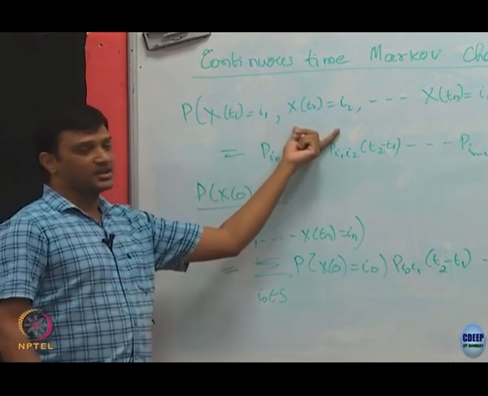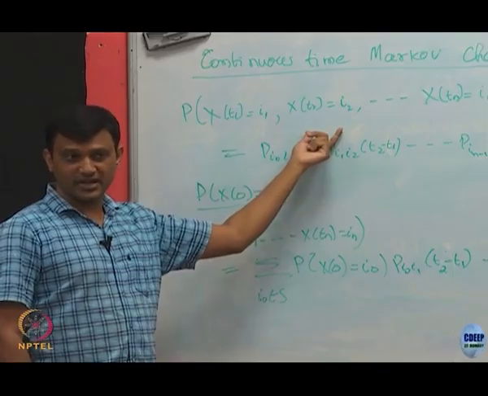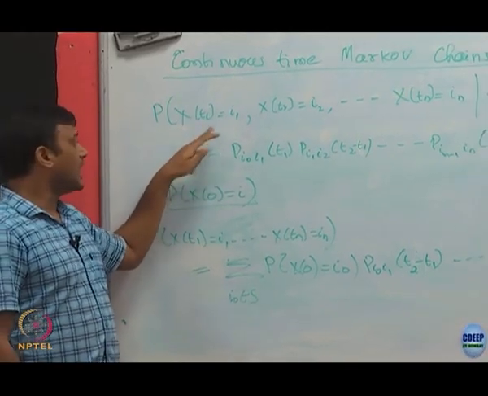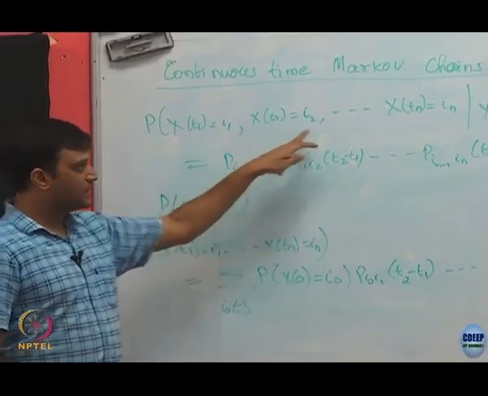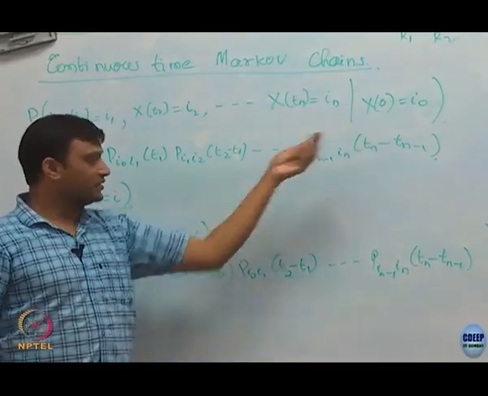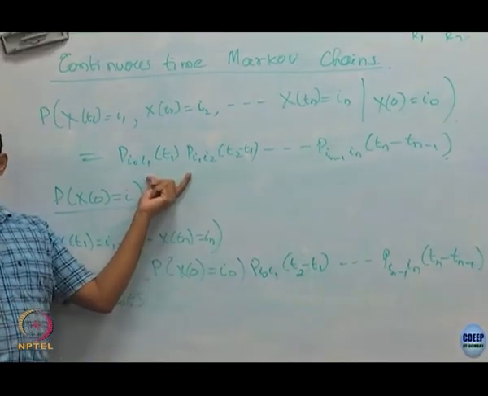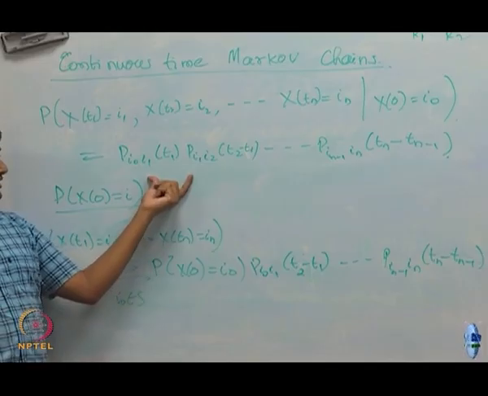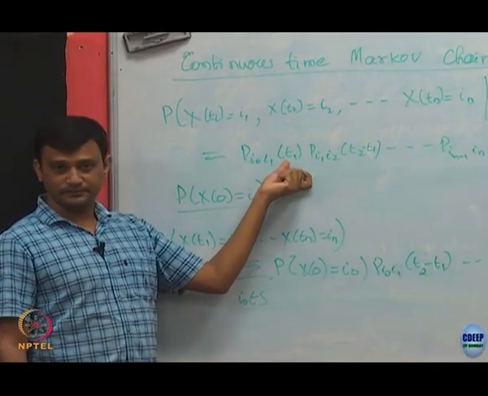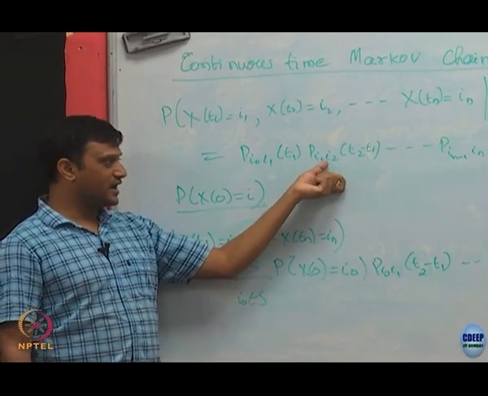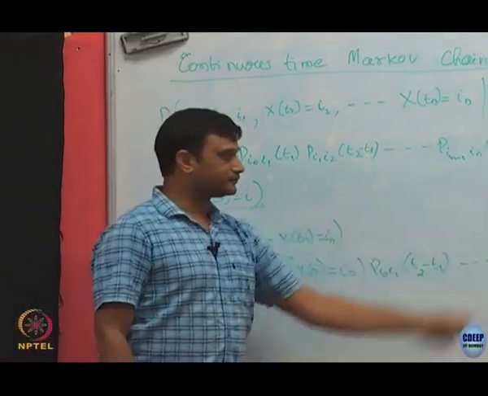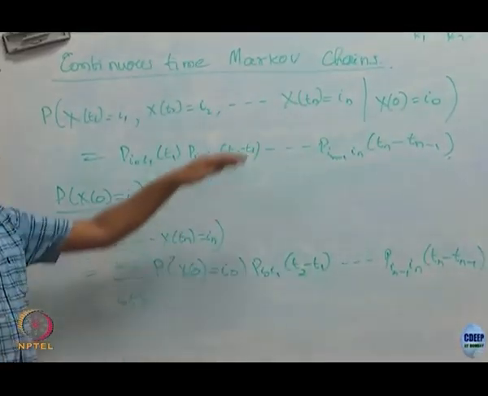So this is the conditional joint distribution, right? You are looking at your CTMC taking value i1 at time t1, i2 at time t2, and in at time tn, given that initially it started with state i0. You could simply split it like this by applying the Markov property repeatedly. Then this probability is nothing but the probability that you go from state i0 to i1 in time t1, and then the probability that you go from state i1 to i2 in time t2 minus t1, and similarly for the rest.